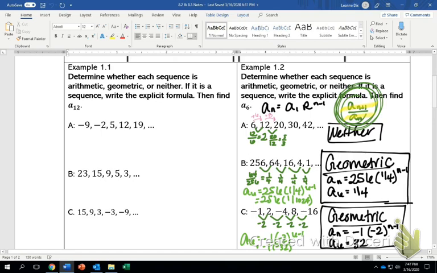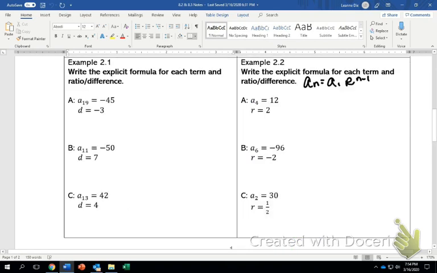Let's go to example 2 now. So just like before in the arithmetic sequence, we are asked to write the explicit formula again, but we're not given a sub 1. We're given a random term in our sequence, and we're given our ratio. So again, we're going to go through the same process and find our answer. We've got to plug in all of our pieces.